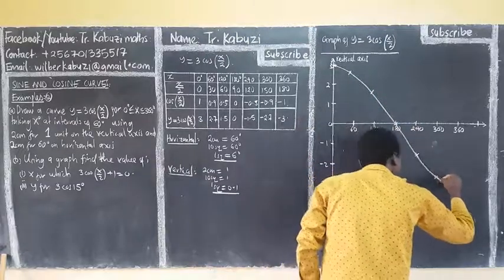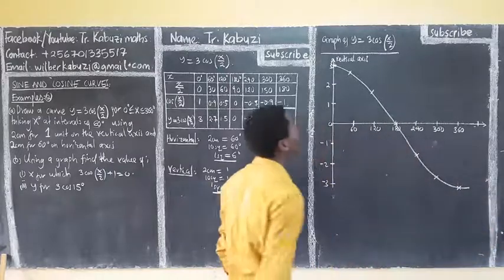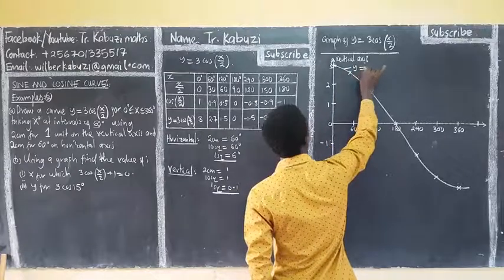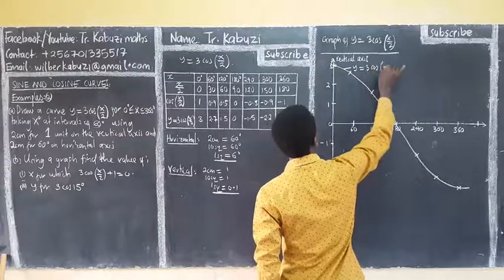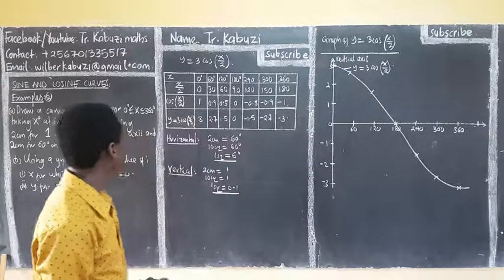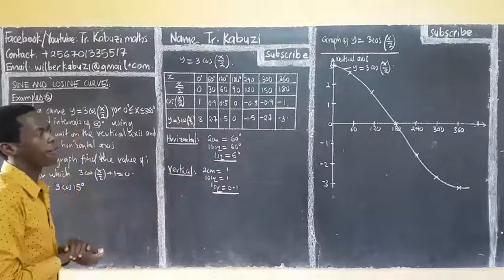A free hand, like that. Then you name that: this is my y equal to 3 cos x over 2. So now we start answering the questions here. So that's our graph now.